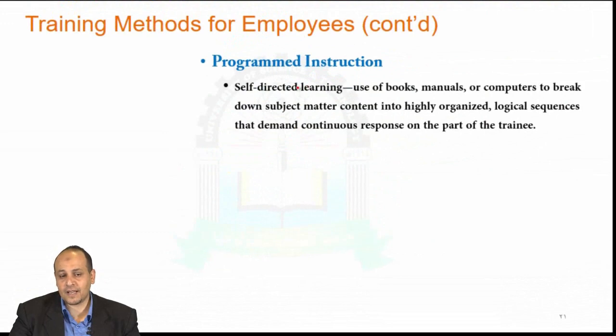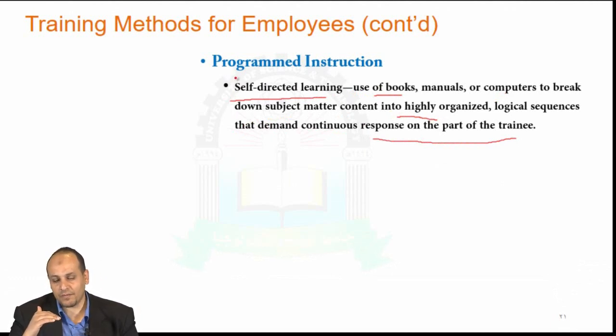Programmed instruction is another method for training here. For example, self-directed learning, such as the use of books and manuals or computers to break down subject matter content into highly organized logical sequences that demand continuous response on the part of the trainee. Now, this can help, especially if you're talking about a medium level of management, where employees are of high self-discipline and the motivation to learn is of course high. So such kind of instruction, programmed instruction as a method, can be very successful.